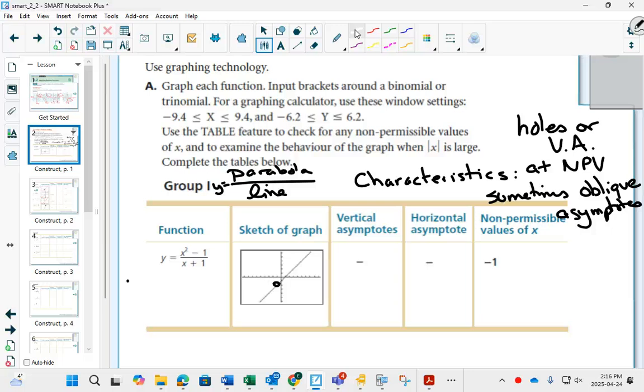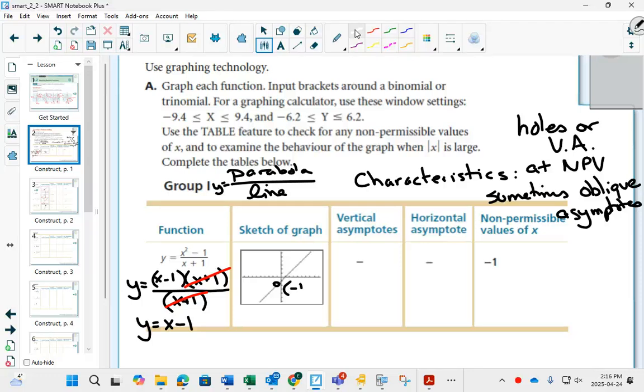So, if I take this first one and I factor the top, I get x plus 1, x minus 1, and on the bottom I have an x plus 1. What do you notice? They could cancel out. And then your equation just is a straight line, x minus 1. Did we not get a straight line? But we still have a non-permissible value because the original equation had an x plus 1. So minus 1, even though it's simplified, is never allowed.